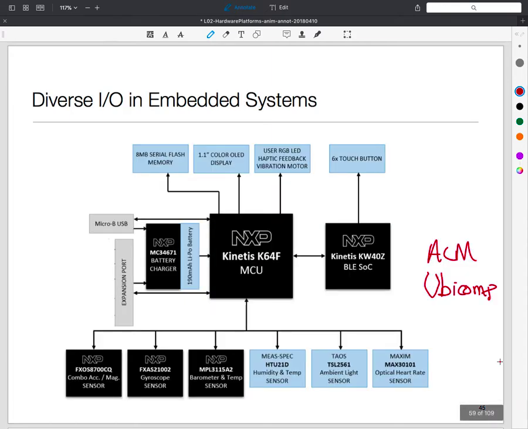I talked about the Hexaware itself and how it has a whole bunch of sensors on that little board. These are all individual chips that you see, and they're talking to the processor, the MCU, over some sort of a bus.